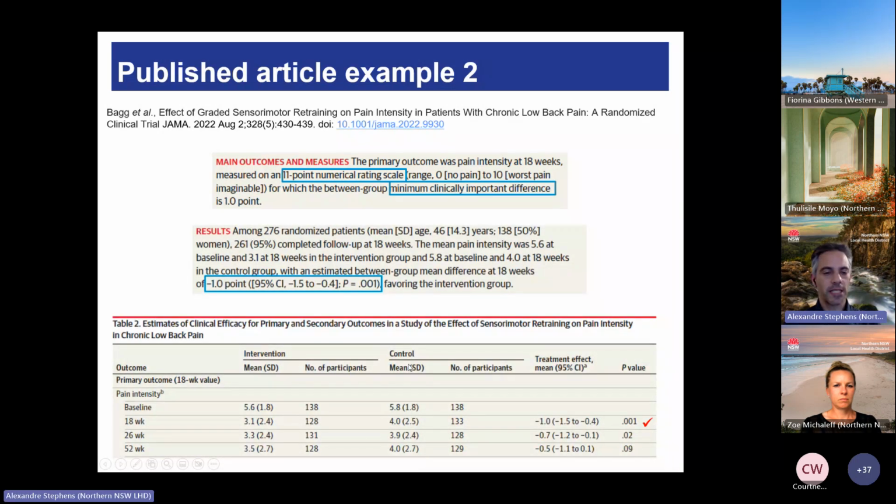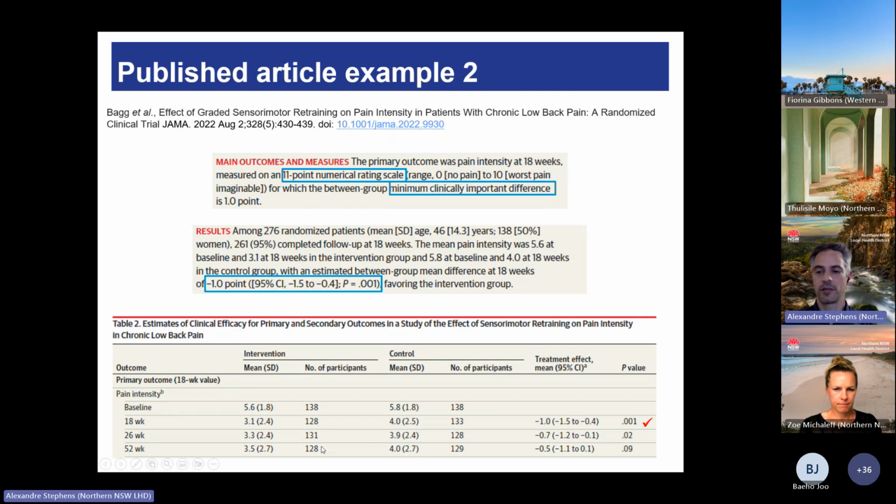So I'll move on. In the same published example, they had a longitudinal follow-up. They measured pain again at 26 weeks and 52 weeks. We can do the same thing. We can have a look at the estimated treatment effect. So we know at 18 weeks, it was a reduction in pain score of 1. At 26 weeks, it's a little reduced. It's still a reduction in pain, but it's 0.7. Confidence interval ranges from -1.2 to -0.1. It's still a statistically significant result.